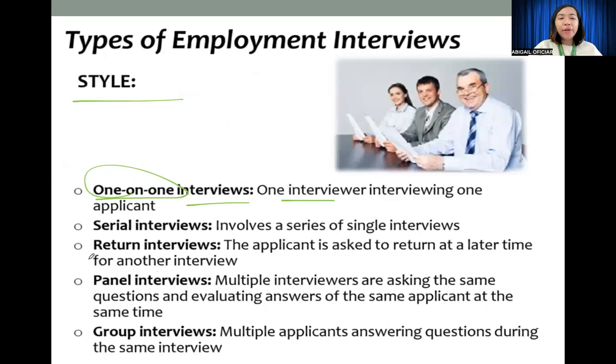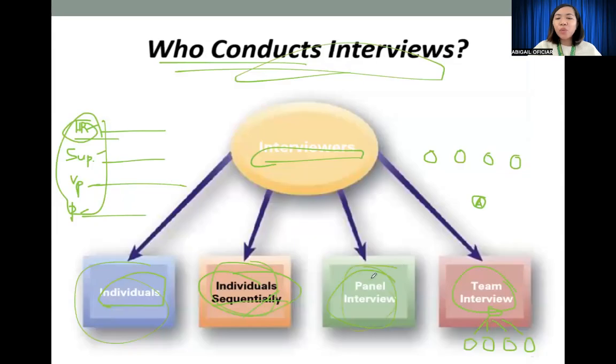Okay, and the other type or style is return interview, wherein you will ask the applicant to return maybe in the afternoon or tomorrow. Okay, maybe because the schedule is not fit. Maybe busy yung mag-interview sa kanya, so you ask the applicant to return. And next is panel interview, wherein multiple interviewers are asking the same questions and evaluating answer of the same applicant at the same time. So it's like this one, the panel interview. One applicant, but there are members, okay, this one, the panel.